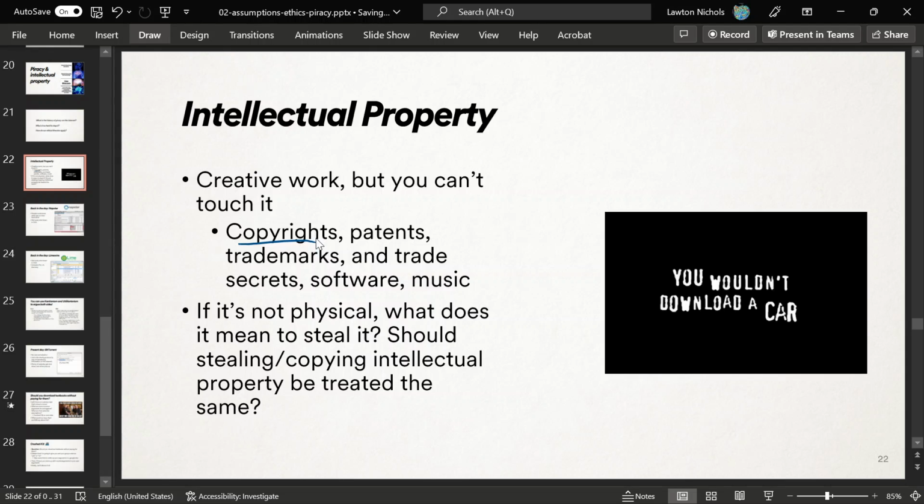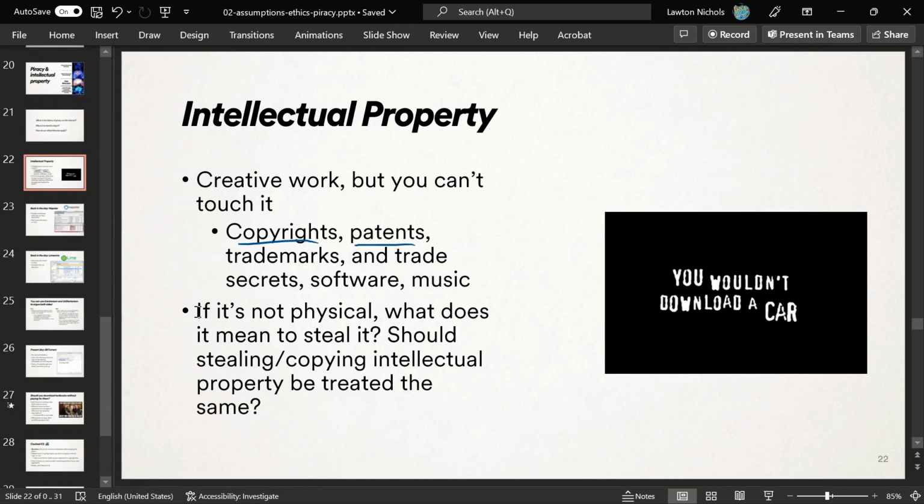You copyright something, you patent something, you trademark it, trade secrets. You write software and you don't give away the source code. You write music and you give away the sound, but you don't tell anybody how exactly to play it. You don't give the sheet music out, okay? So that's a way to keep your intellectual property to yourself for the most part, okay?